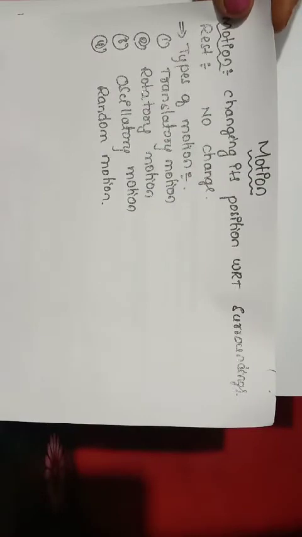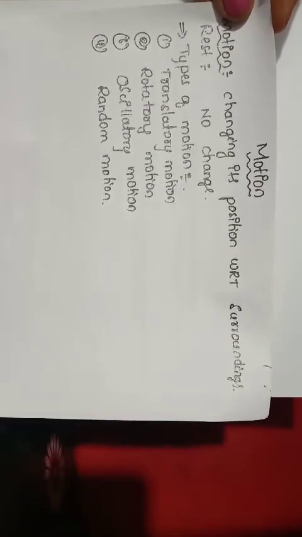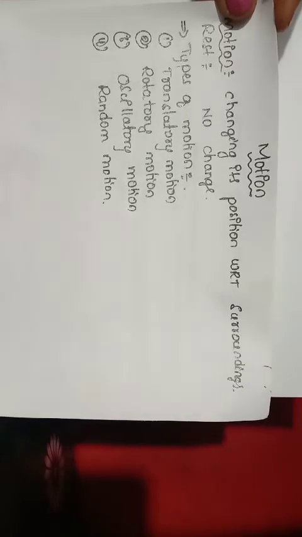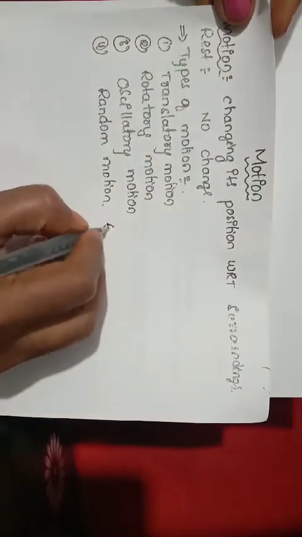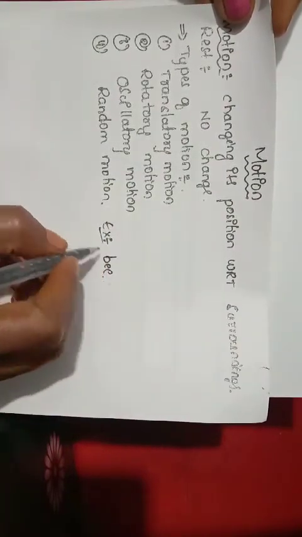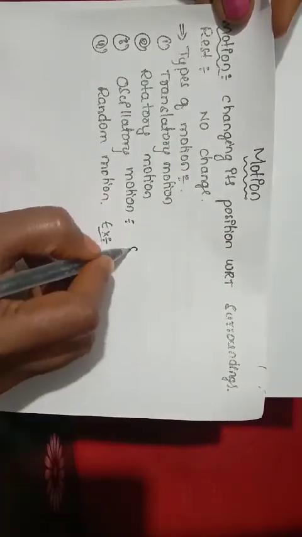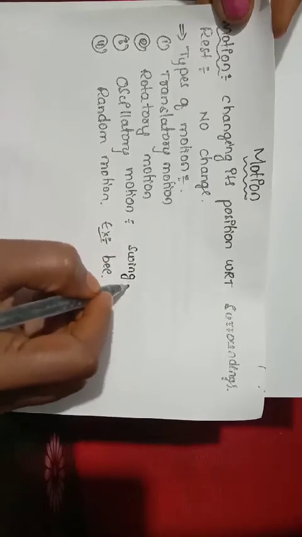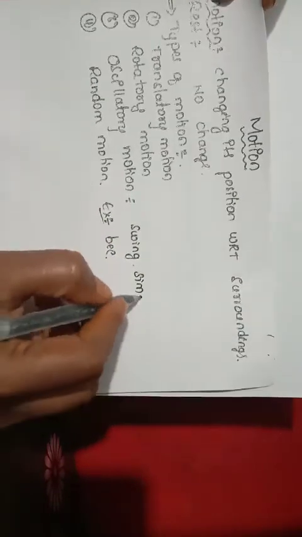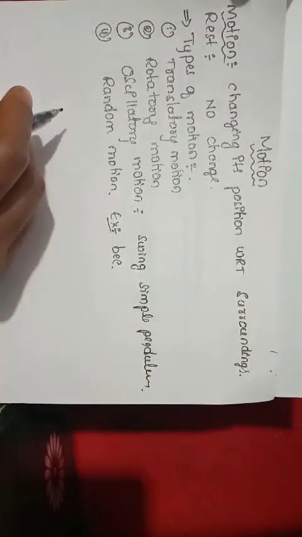If a bee or housefly travels from one position to another position, it will take a random path. So the path taken by a bee is said to be a random motion. Oscillatory motion, example, swing and simple pendulum, because the to and fro motion of an object is said to be oscillatory.